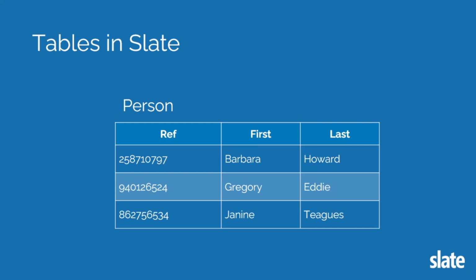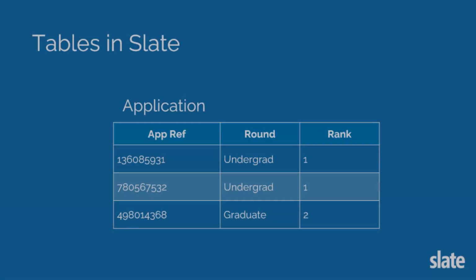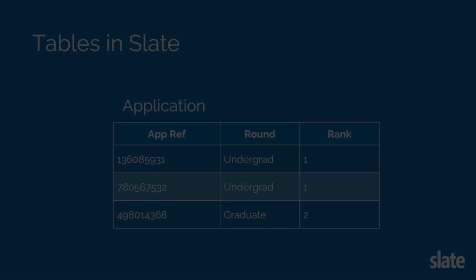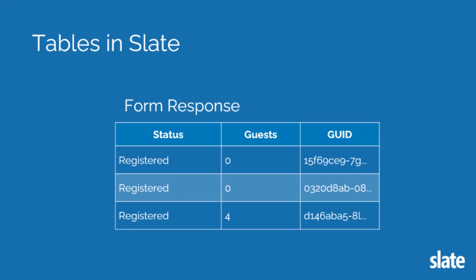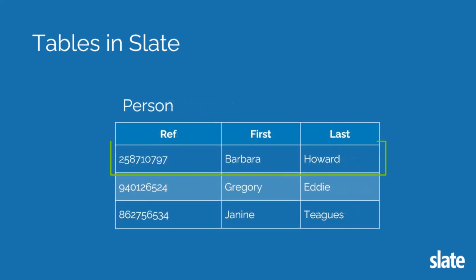Each table represents a specific type of data, like person data, application data, or form response data. The rows of the table represent the type of object, and the columns of each table represent data points about that object. For example, on the person table, each row represents a person record in a database, and the columns on the table represent fields that store data like reference ID, first name, last name, and birth date.